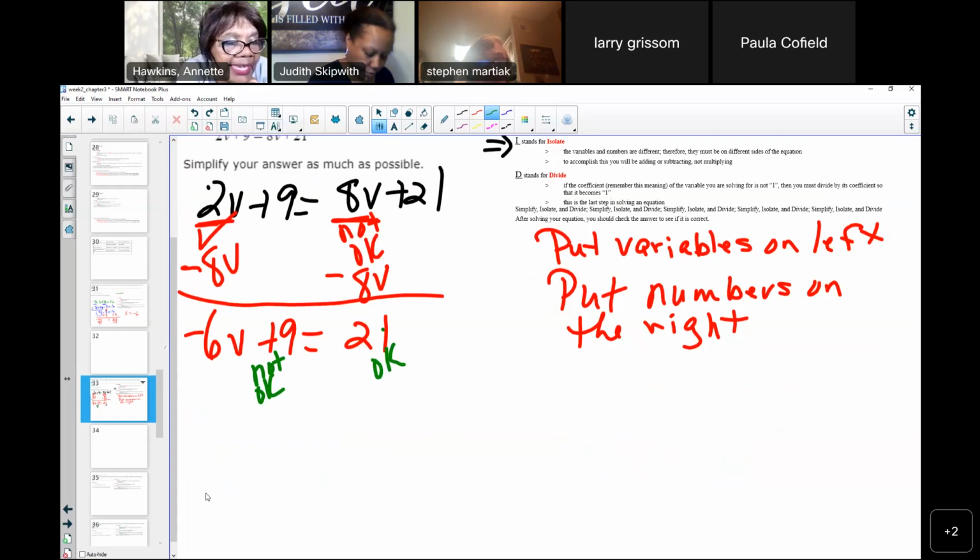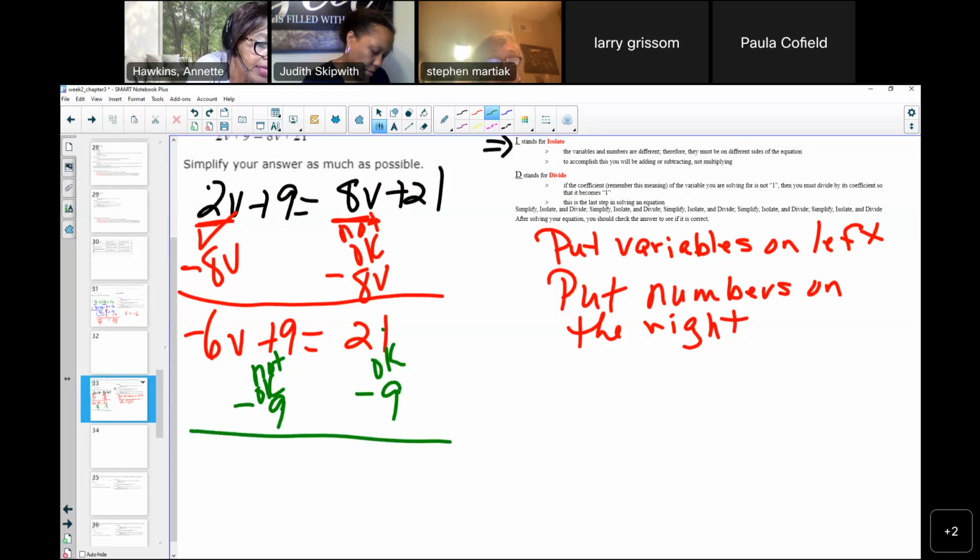So this 9 is out of place. Okay, this 9 is out of place. It should not be on the left side. It should be on the right side. So I need to undo that. This is a plus 9. So to undo that, I need to do minus 9 from both sides. Then I need to start at the left, negative 6v equals 12. Okay, I have isolated.